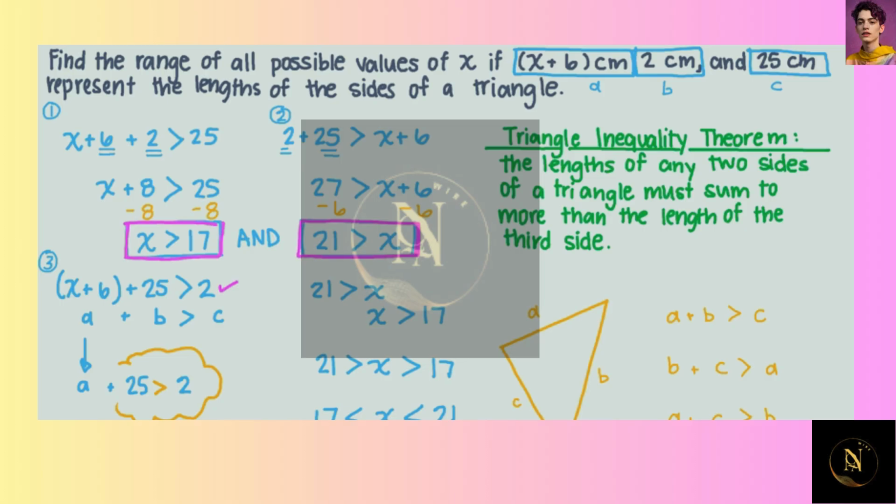The lower bound for the value of x is on the left, and the upper bound for the value of x is on the right, which is probably because that's the way most number lines operate. The range for x values is between 17 and 21, and so we say that 17 is less than x, which is less than 21.